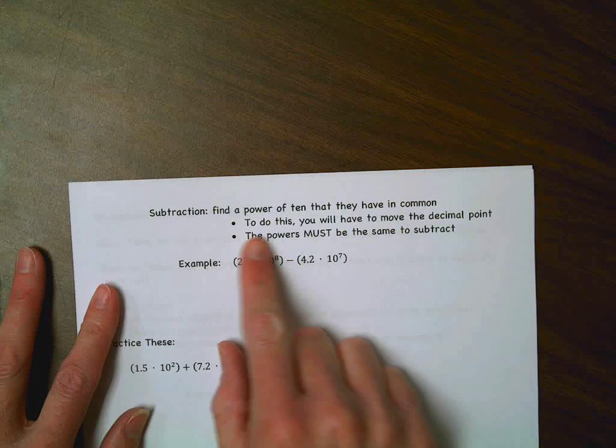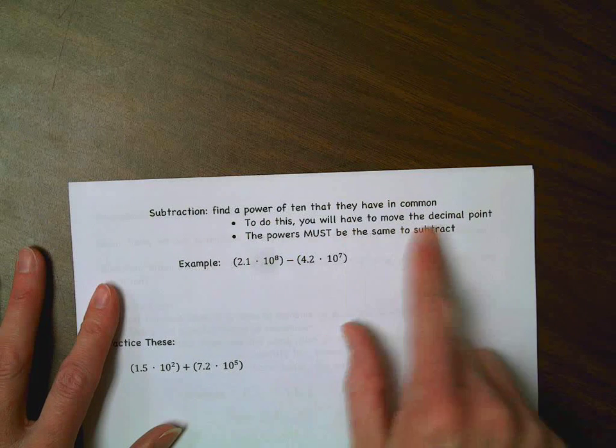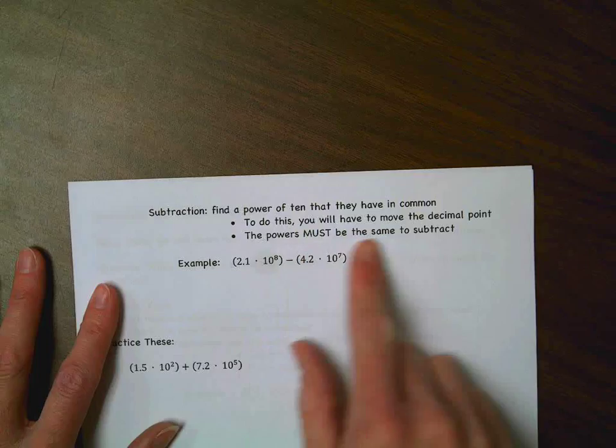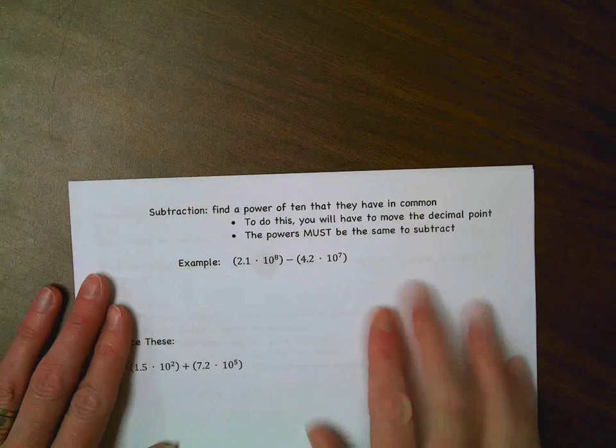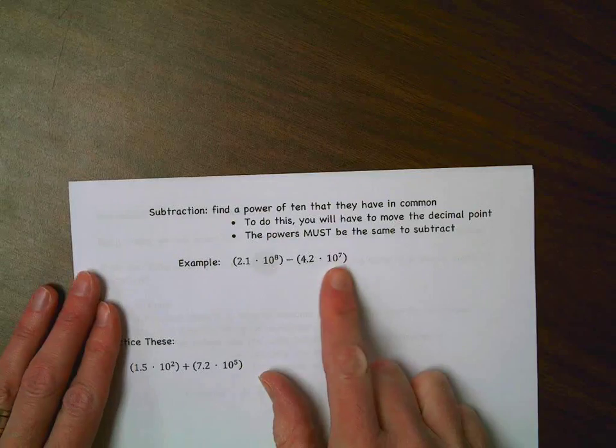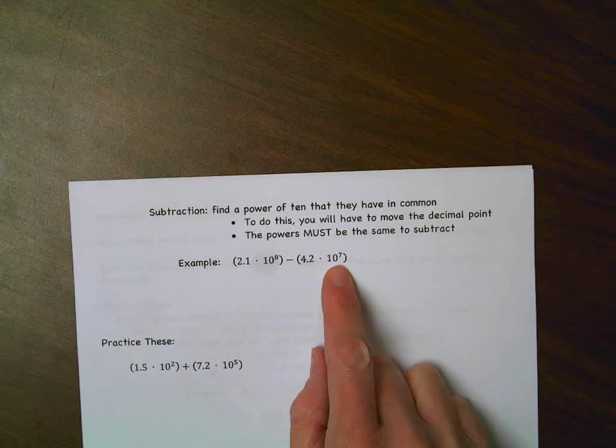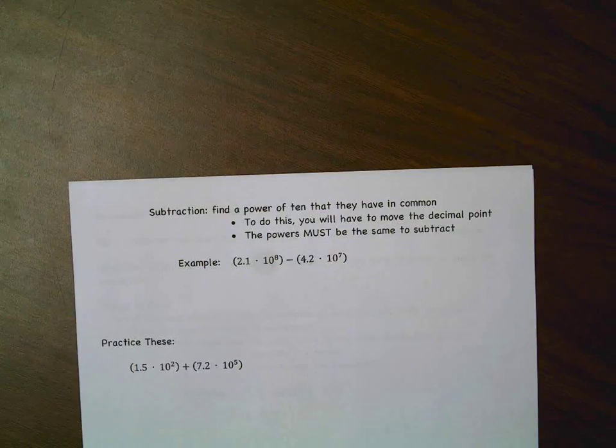So subtraction is very similar to addition. Find a power of 10 that they have in common. To do this, you will have to move the decimal point, and the powers must be the same to subtract. So again, we do the same process. This is to the power of 8. This is to the power of 7.